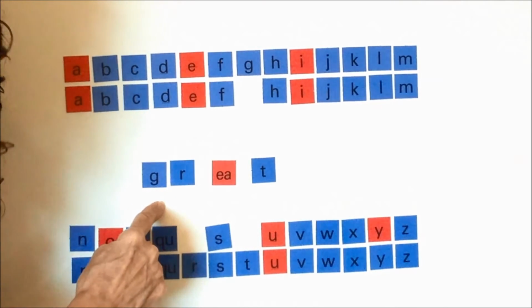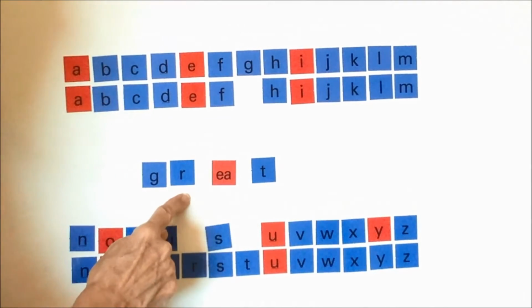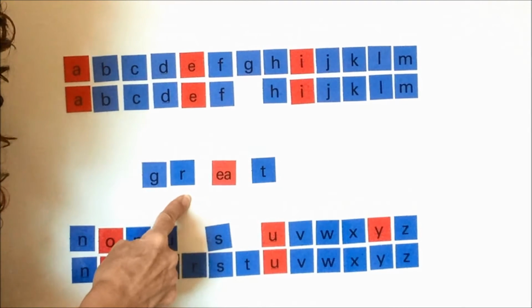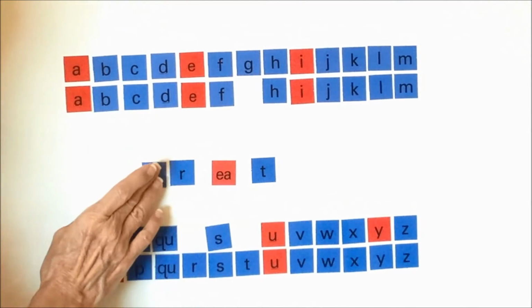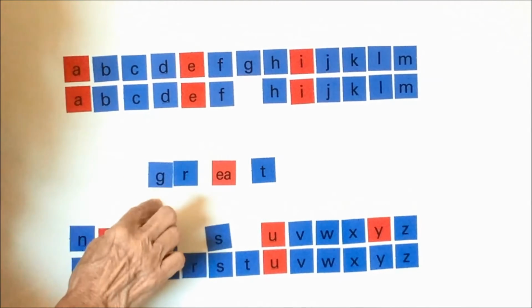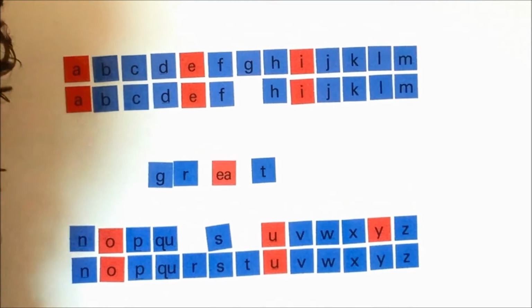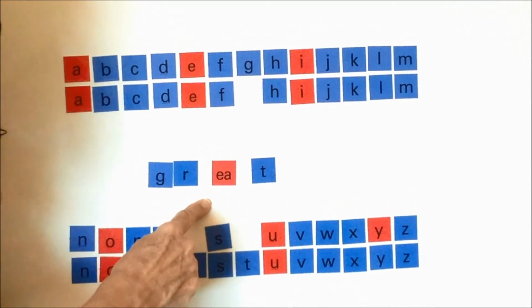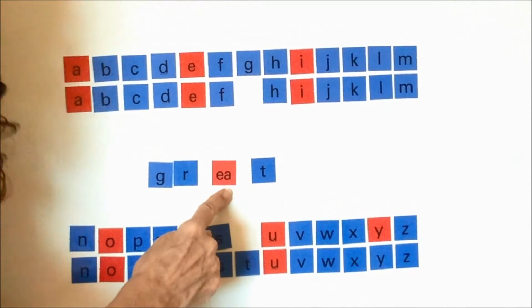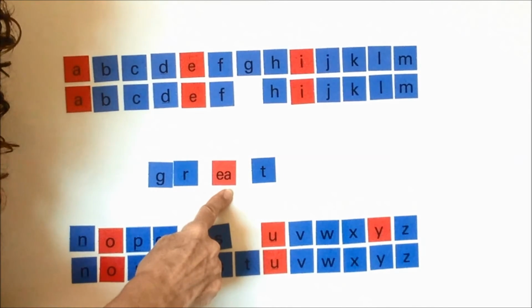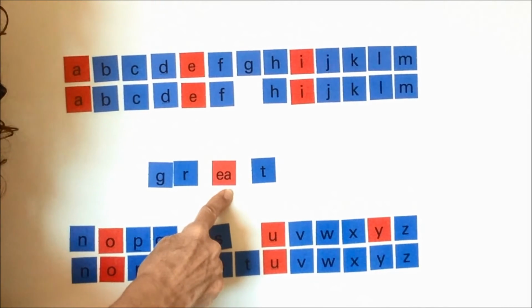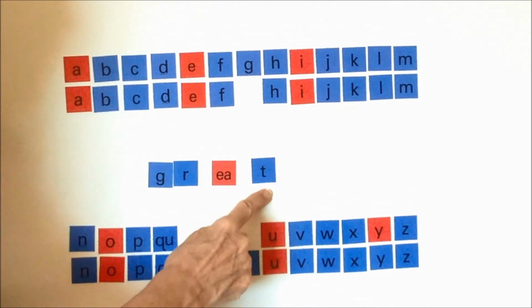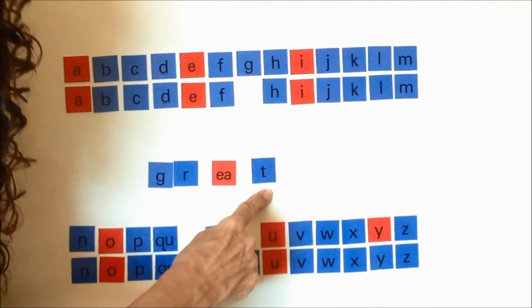What sound? Yes, G. What sound? Yes, R. And I can also scoot those together and I can have a blend and say what sound? Grr. Very good. What sound? For the third sound of EA. Yes, A. What sound? Yes, T.